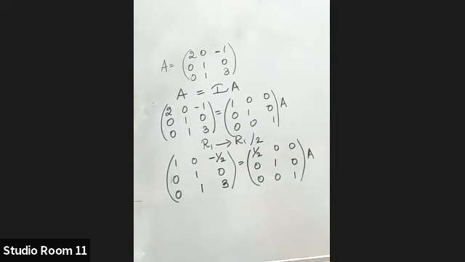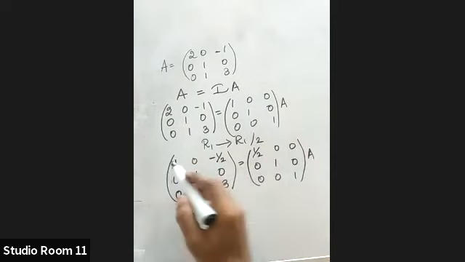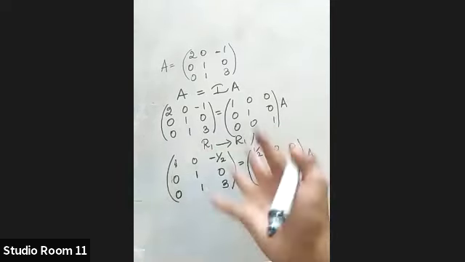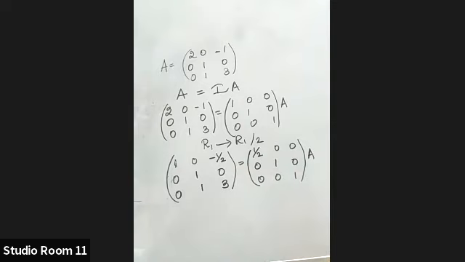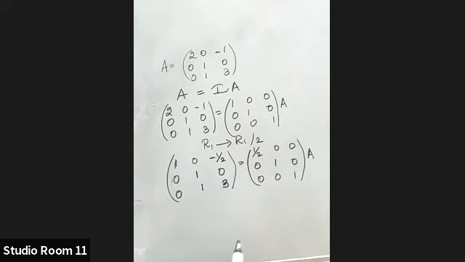Then what about the next step? First row, first column is 1. It is okay. Then what you have to check? All the entries below that should be made 0. First row, first column 1, remaining is 0. Already it is 0, so no need to do those steps. The remaining entries in that column are to be made 0.